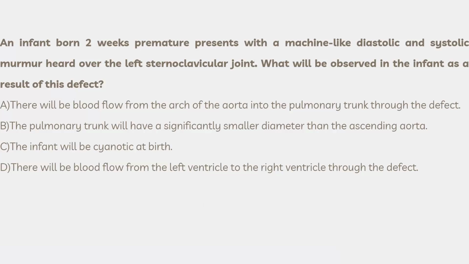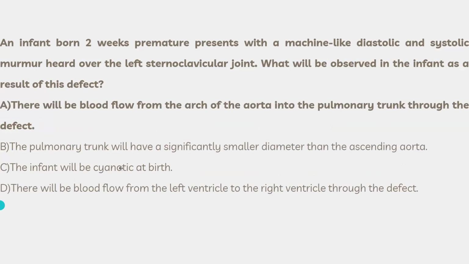Okay, next question. An infant born 2 weeks premature presents with a machine-like diastolic and systolic murmur heard over the left sternoclavicular joint. What will be observed in the infant as a result of this defect? What do you guys think? The answer is A. There will be blood flow from the arch of aorta into the pulmonary trunk through the defect. What's this defect called? Does anyone know?